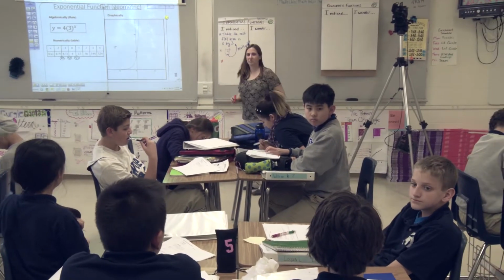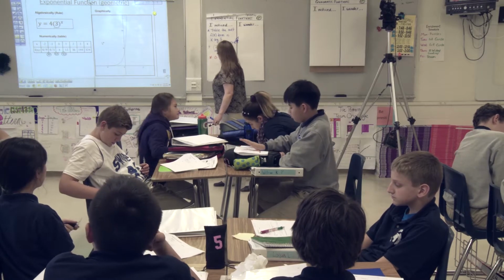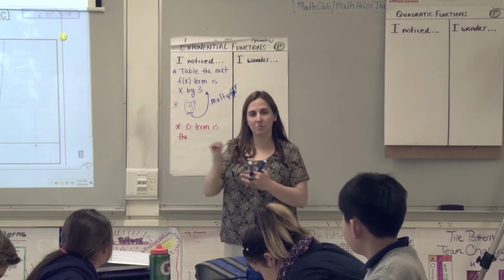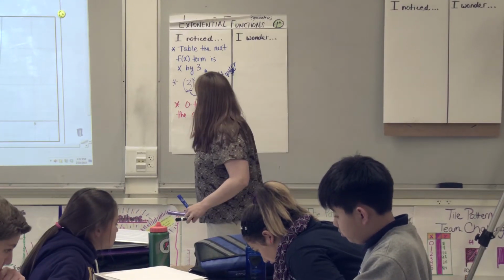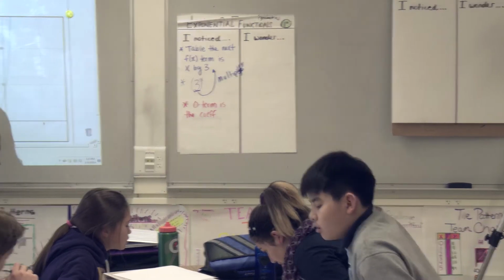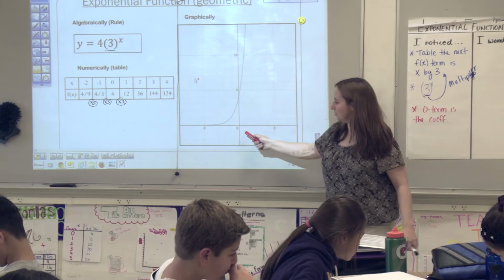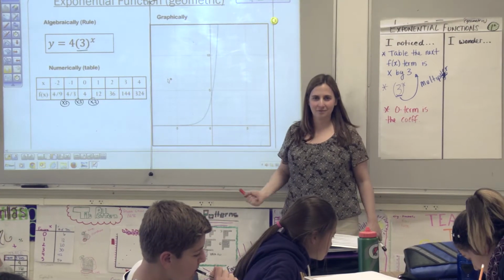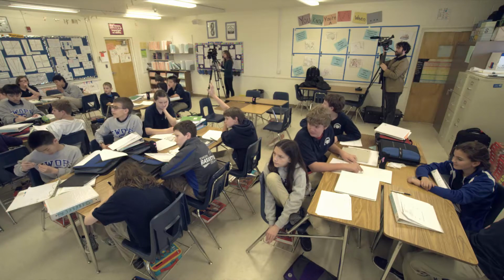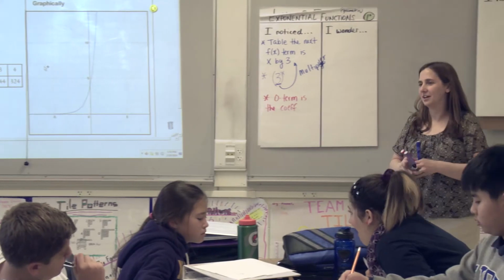All right, Donovan, your group. I noticed the 0 term is the coefficient. Okay, how does that rule work for this one? The 0 term is, we'll call it the coefficient. It's the number that's with the 3 to the x. Okay, so if I go to my 0 term, it's 4. What do you think the 0 term on the graph is? 4. It's the y-intercept. Our 0 term and our y-intercept are the same.